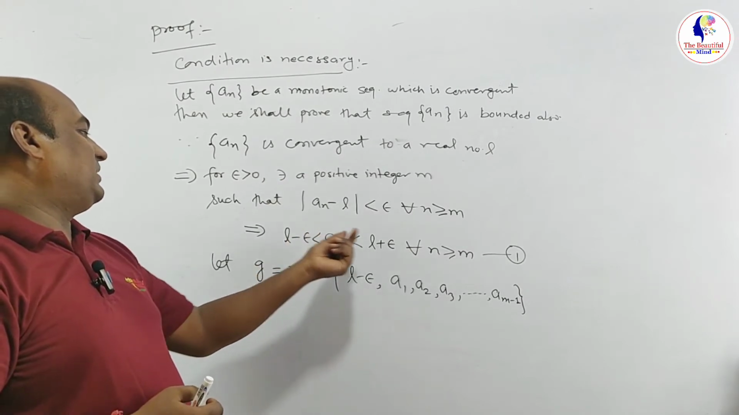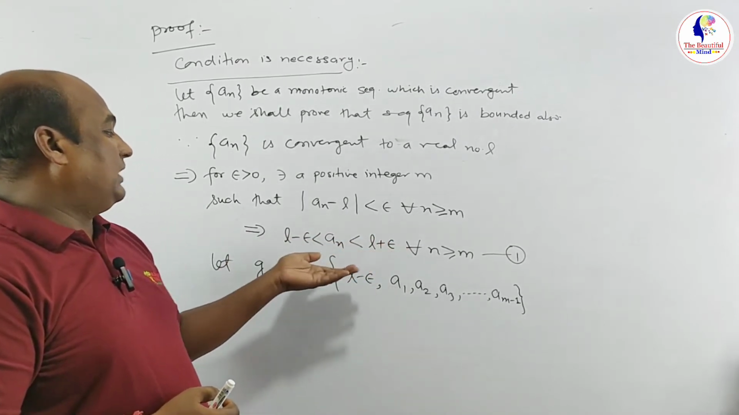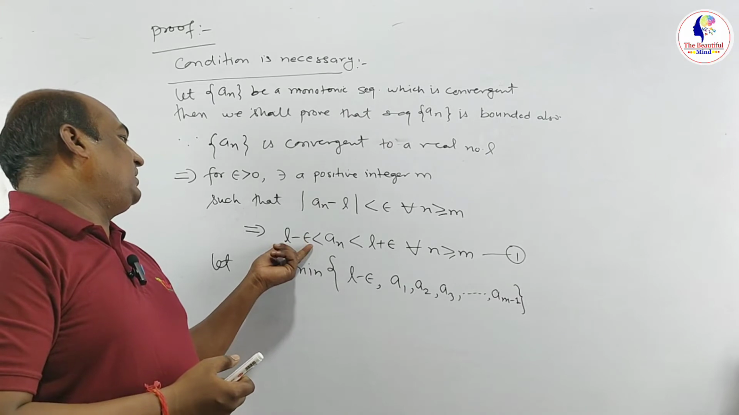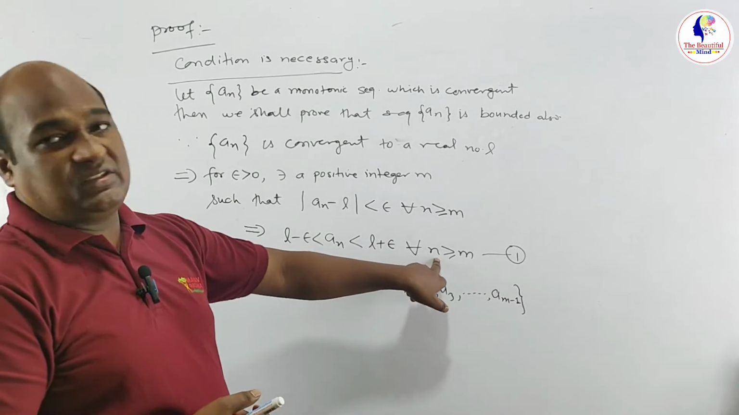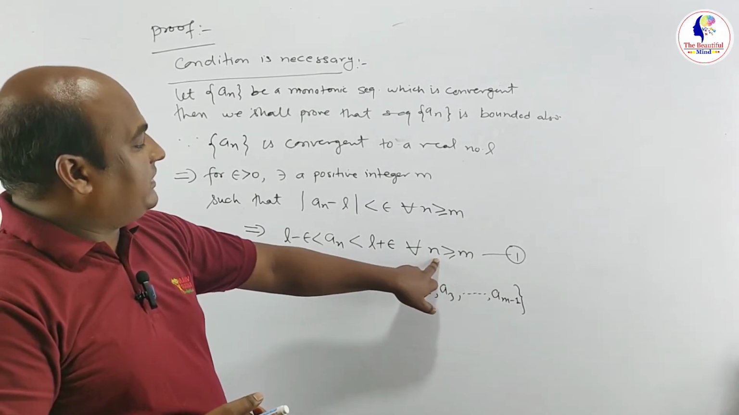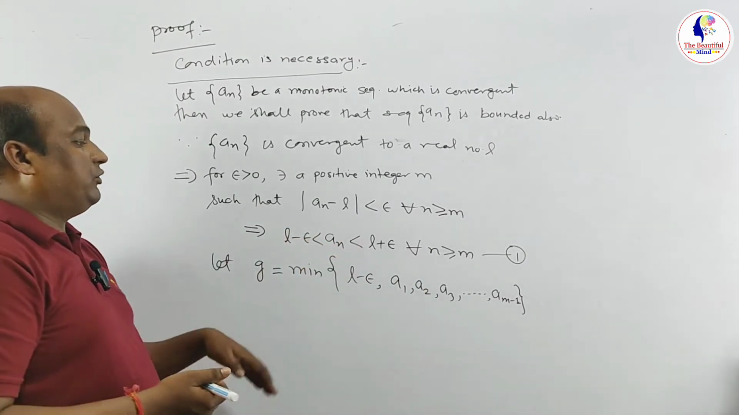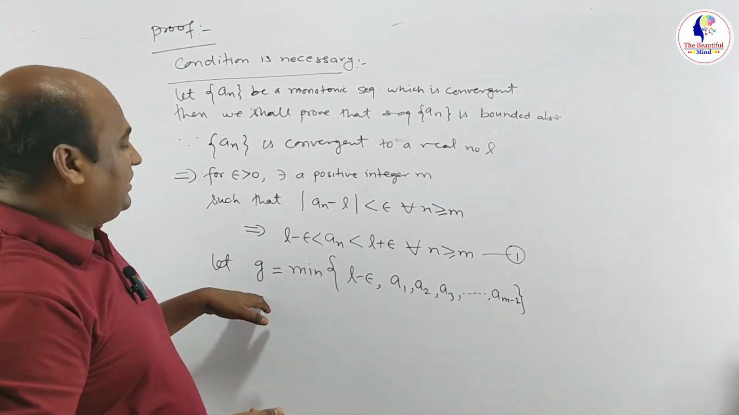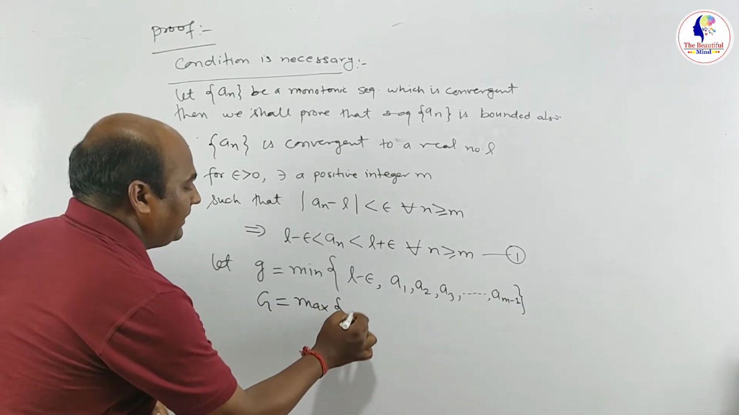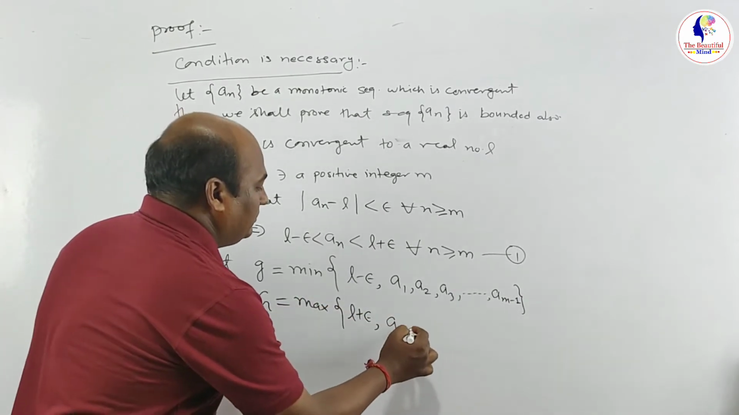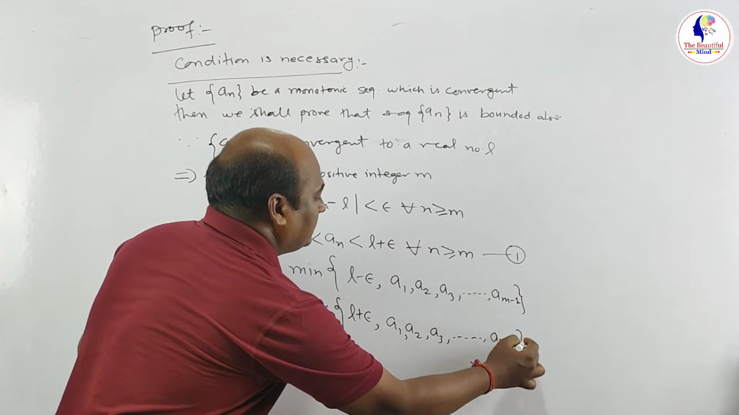If all these terms had participated in this inequality, we would say that for every n, an lies between L minus epsilon and L plus epsilon, so that each term of the sequence is bounded between L minus epsilon and L plus epsilon. But this is not done here because this inequality is only valid for n equal to m, n equal to m plus 1, n equal to m plus 2 and so on. So for the other terms we are considering two real numbers. Capital G is equal to the maximum of L plus epsilon, a1, a2, a3, up to am minus 1.